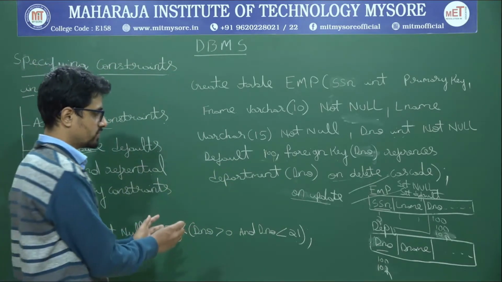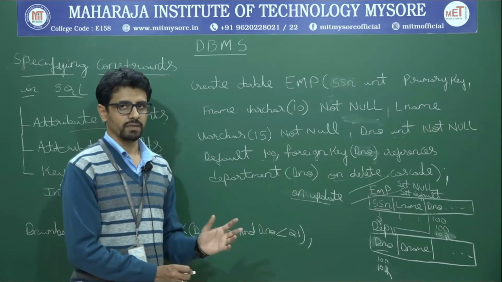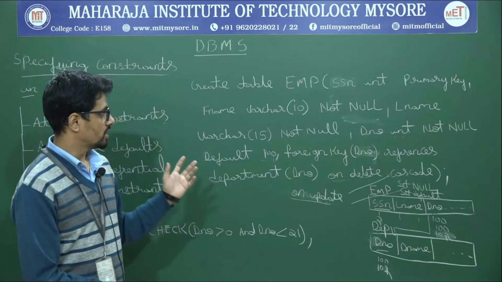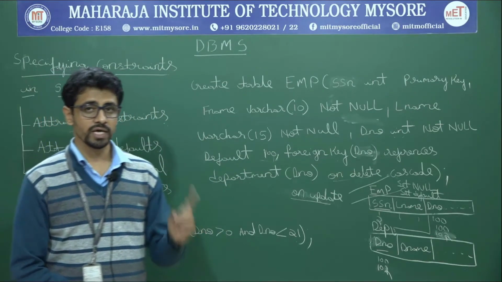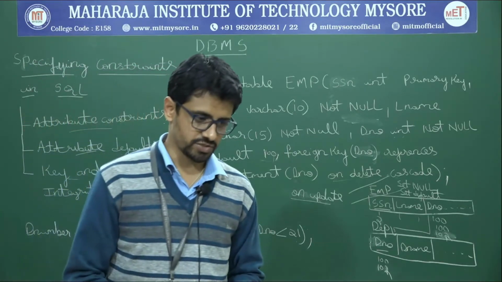Okay, so these are some of the basic constraints while creating a table, that is your primary key constraint, the referential integrity constraint, and the not null constraint. Okay, there is one more constraint called the check constraint. What is this check constraint?